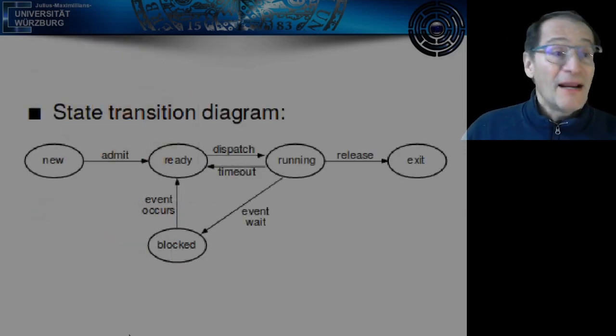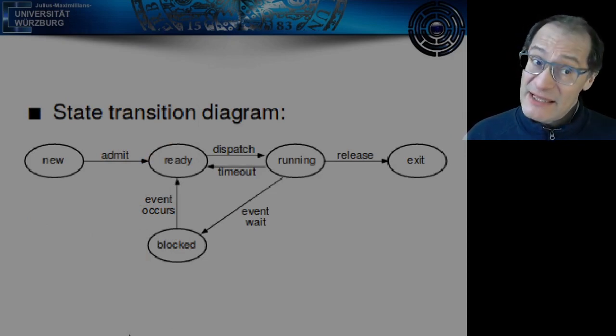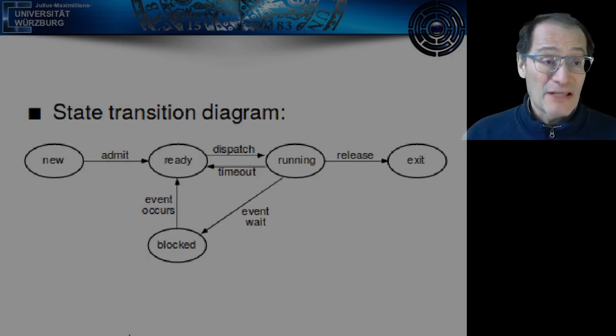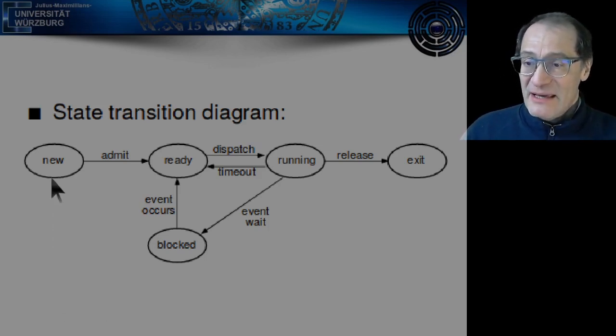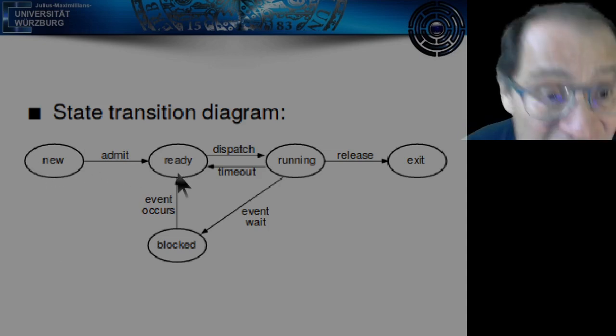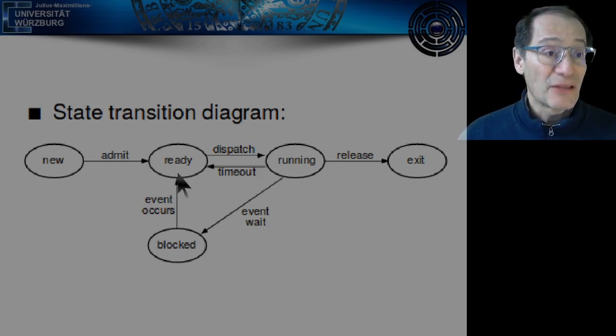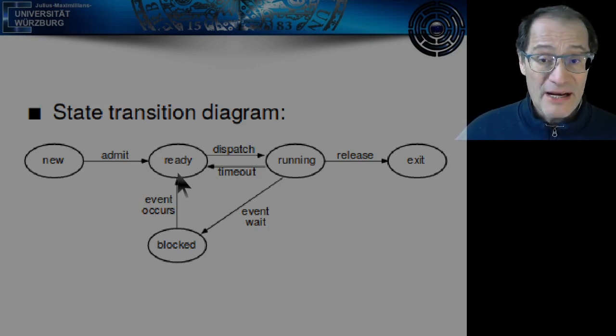Okay, and now how it works. Let's have a state diagram. For each of these tasks, we shall know if it is running, if it is waiting, or what we shall do. Everything begins when we create a new task and then it will be admitted. Then we say this task is ready to be executed. But only one task is being executed at one time. All others are only ready.